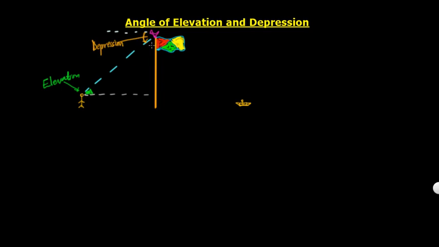And not this place that is often wrongly misinterpreted, not this angle. Rather, it is this angle that is the angle of depression. Because angle of elevation is the angle of view above the line of sight, while angle of depression is the angle of view below the line of sight. So this is the angle of depression, and this is the angle of elevation.